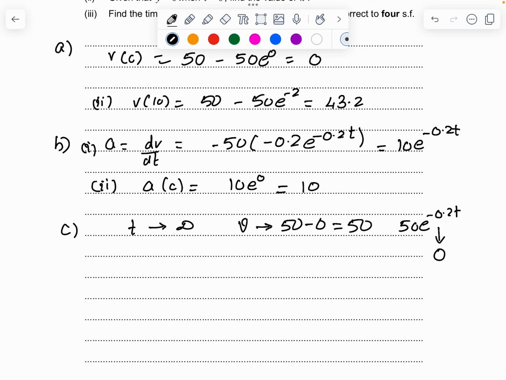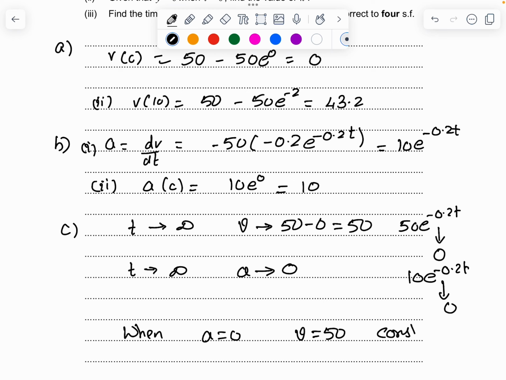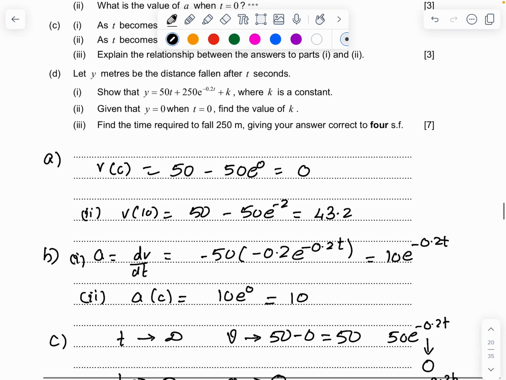For acceleration, as t becomes large, acceleration approaches 0, because 10 e to the power of minus 0.2t will be approaching 0. So acceleration will be approaching 0. When acceleration equals 0, there is no acceleration, so velocity will remain constant at 50. That's going to be the answer.